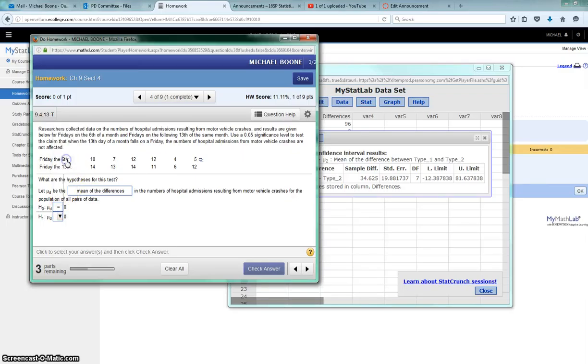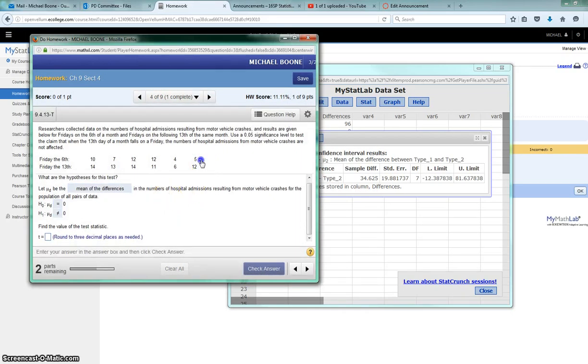Null is always that it equals 0. Alternative, that they are not affected, so one's not greater than the other, so I would put not equal to. So Friday the 13th doesn't make anything bad happen.